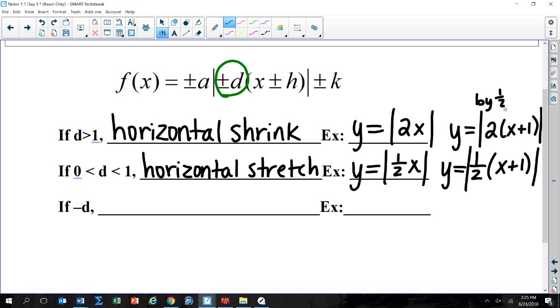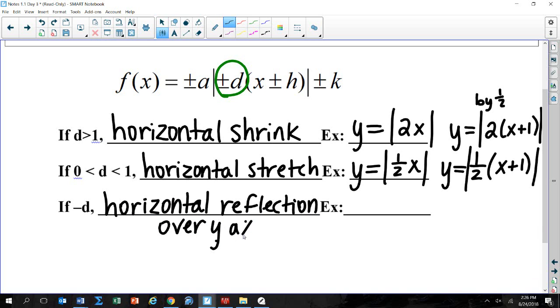If d is negative, that's going to be a horizontal what? Anytime you see the negative, Ethan? The horizontal reflection, perfect. Do you know over which axis? The y-axis. Perfect. Over the y-axis. Okay, so that would look something like this if you see a negative inside absolute value bars, right? All the horizontal stuff is inside the absolute value.